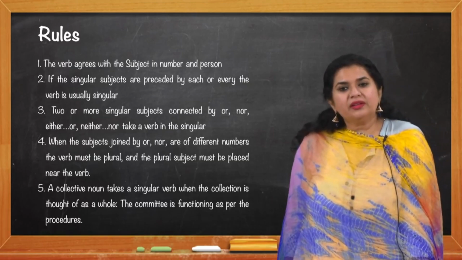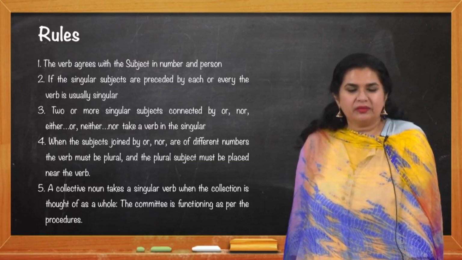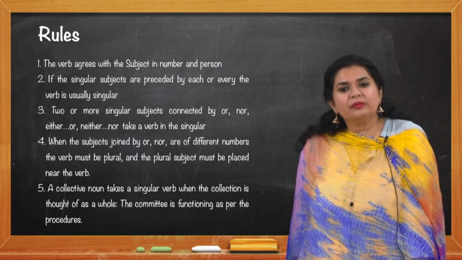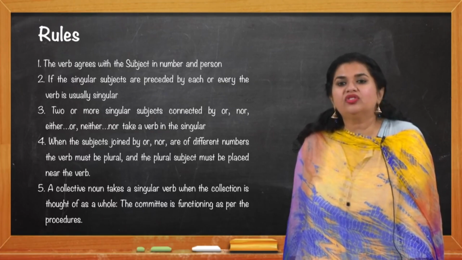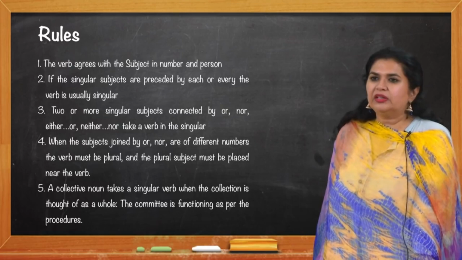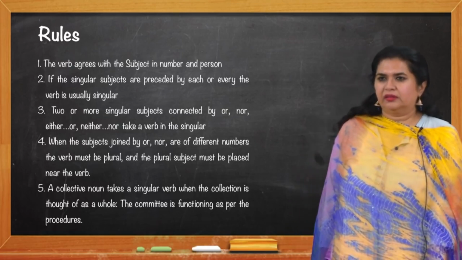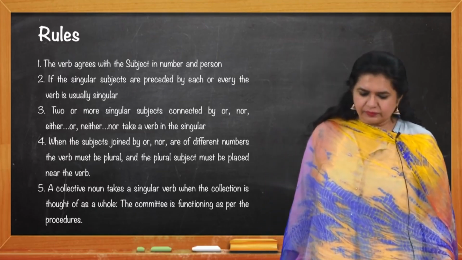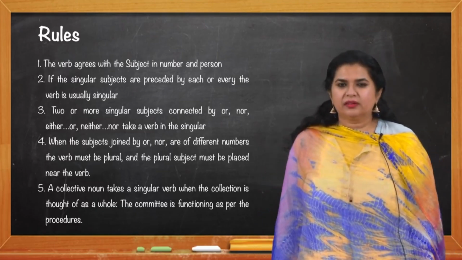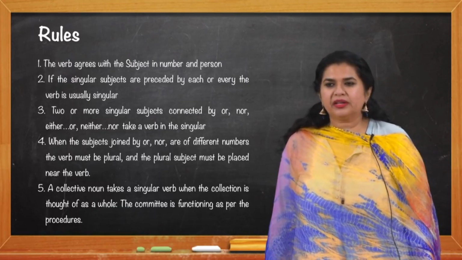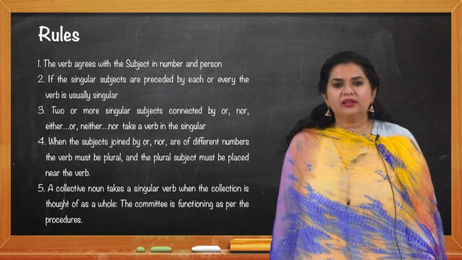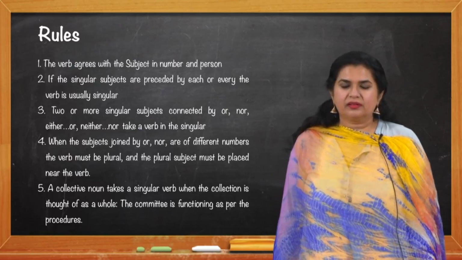So, please look at the rules here. First, the verb agrees with the subject in number and person. We have already done this. Now, second rule: if the singular subjects are preceded by each or every, the verb is usually singular. Each of the boys, or every boy and girl must bring his or her textbook. So, it is usually a singular verb.